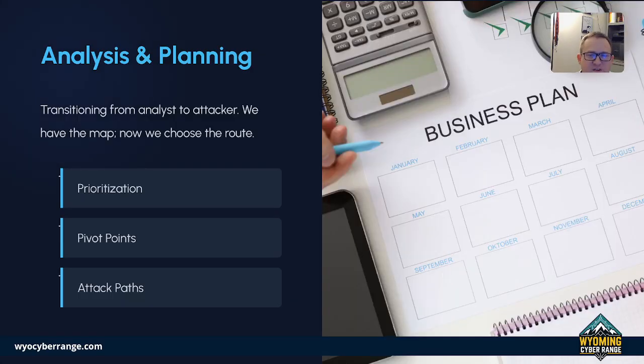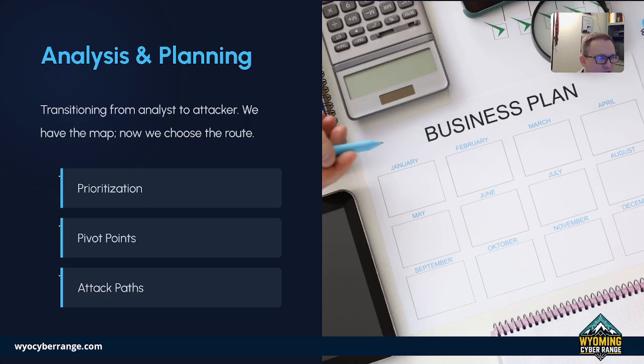All right, so the shift here is as we transition from being an analyst, where we were just used to looking at data, to being an attacker. Now we have a map from all of our recon. Now we need to choose our route. We can't just attack everything randomly. We need to plan out everything with prioritization and also possible pivot points.